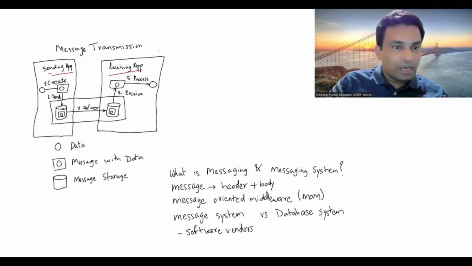And in the sending app, the first step is to create the message. This symbol denotes the data, the actual data, and it is packaged in a message, which is the message header plus the body of the message. And the symbol denotes the message storage. It can be in memory or persisted to disk. And the second step is to send.